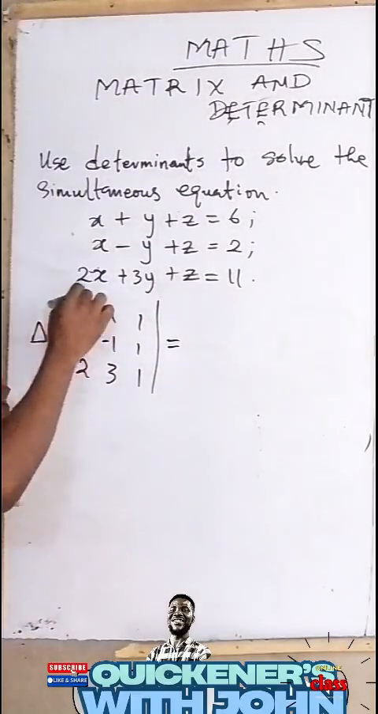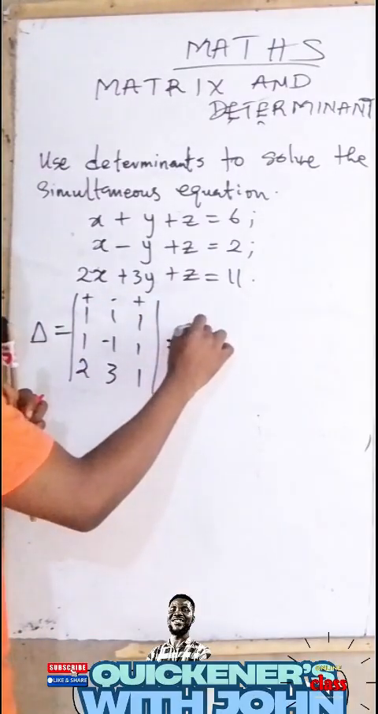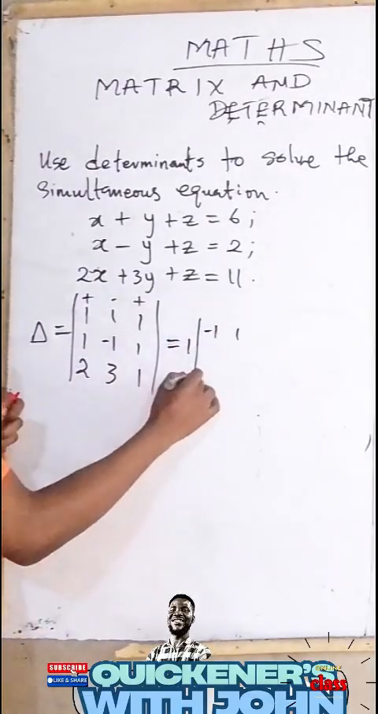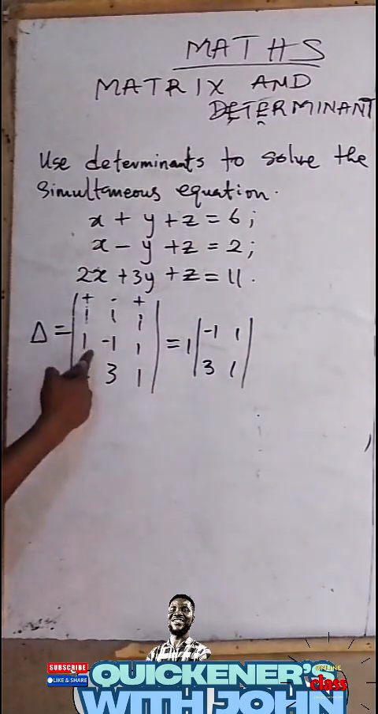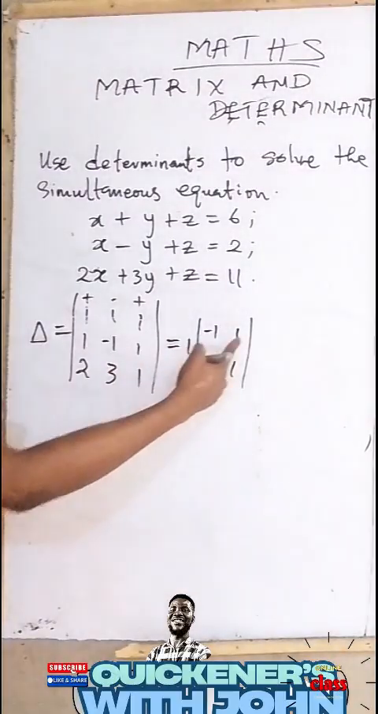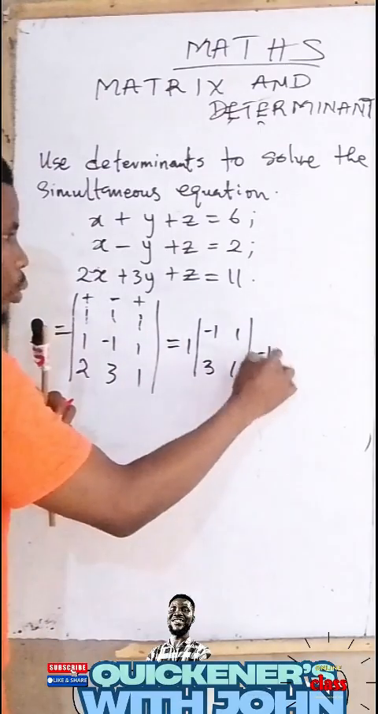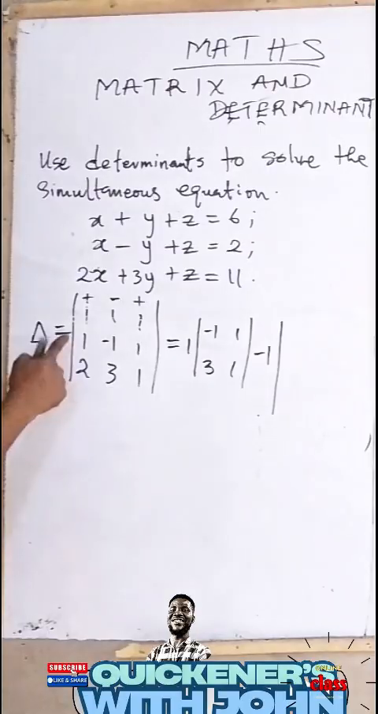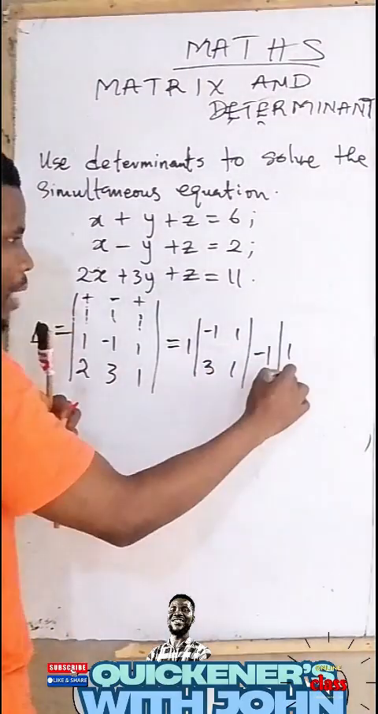Determinant, remember, you do your plus, minus, plus, right? So plus 1, then you have minus 1, 1, 3, and 1. Once you take this one, you suspend this row and this column. Then you form a 2 by 2 matrix with the remaining ones. That is what you have here. Then you take the next one, which is minus 1. You suspend the first row and the second column. Then you form a matrix with 1 and 2, 1 and 1.